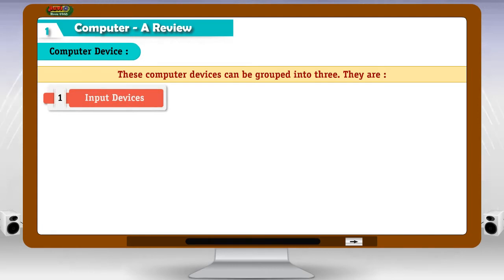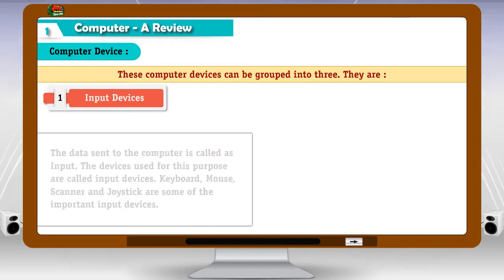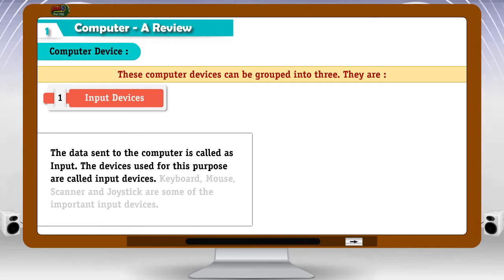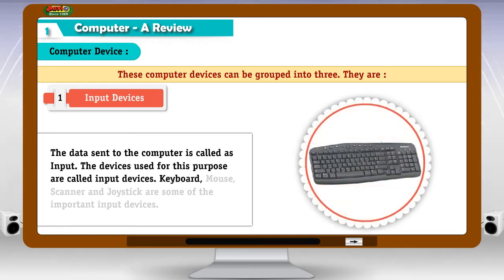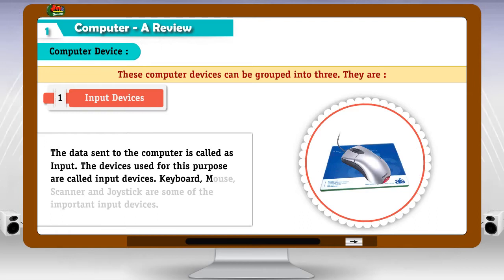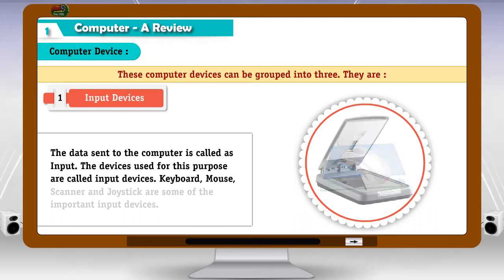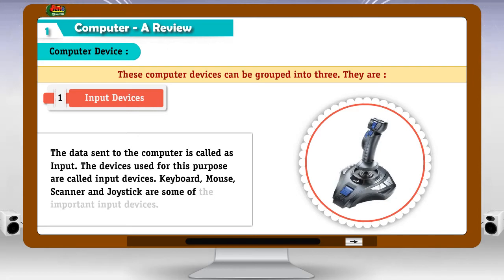1. Input devices. The data sent to the computer is called input. The devices used for this purpose are called input devices. Keyboard, mouse, scanner, and joystick are some of the important input devices.